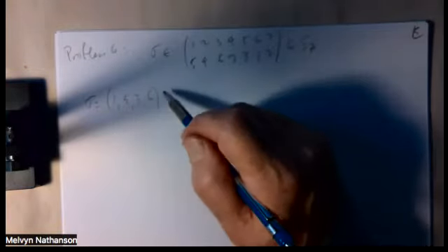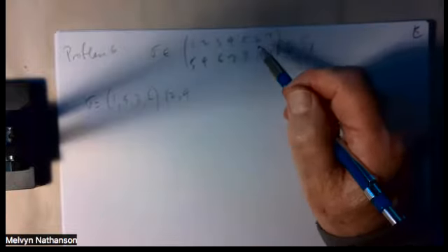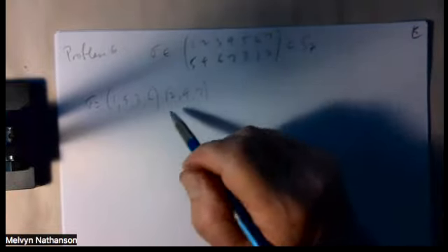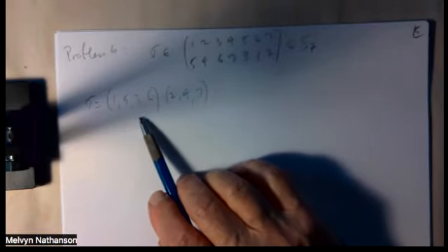Let's see, what number is not here? 2 is not there. 2 goes to 4. 4 goes to 7. 7 goes back to 2. So here I have sigma as the product of 2 disjoint cycles.